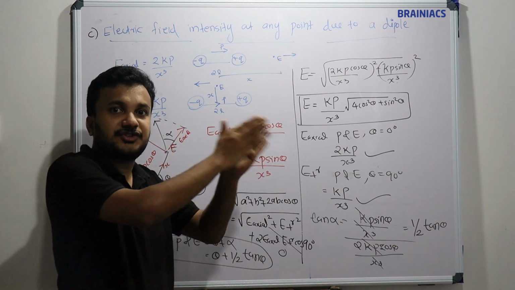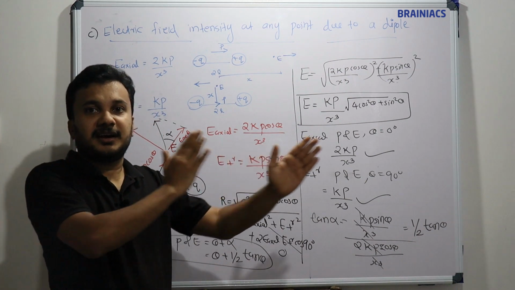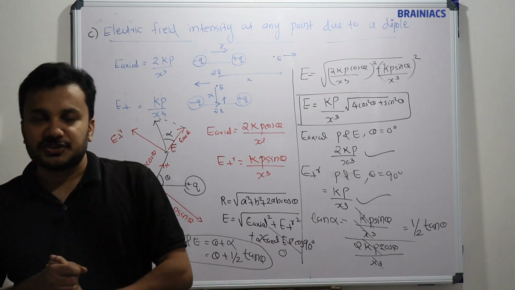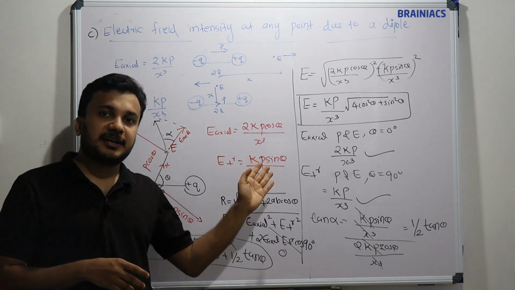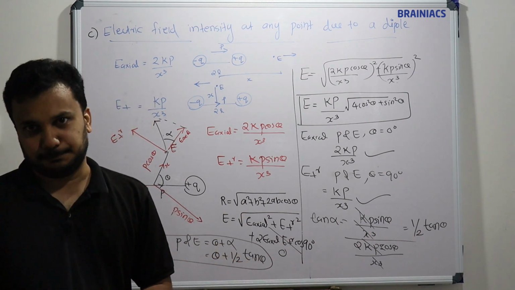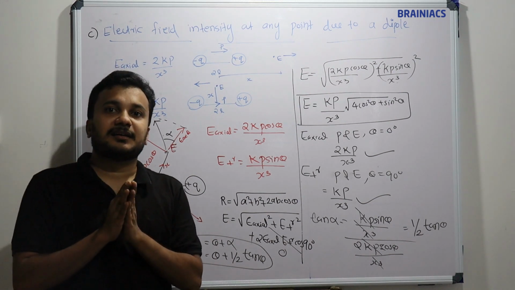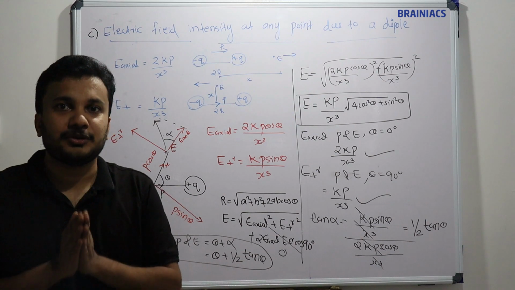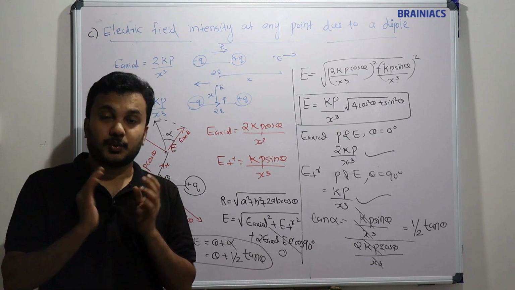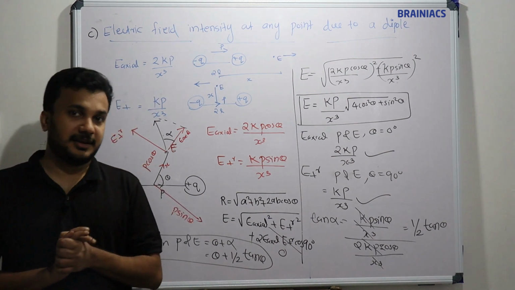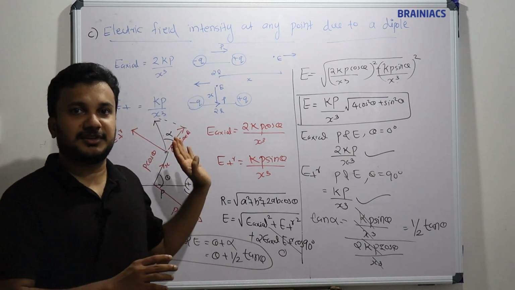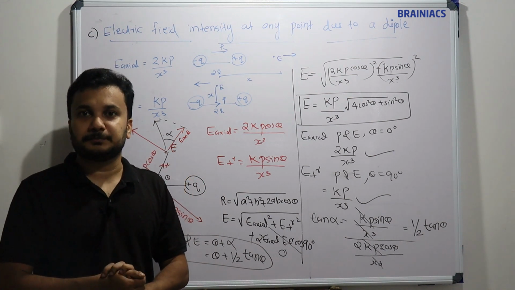P and E are in the same direction in the axial position. P and E are in opposite directions in the equatorial or perpendicular bisector position, one going like this, another going like this. And in the case of any point, the general formula is theta plus 1 by 2 into tan theta. This is the main point we discussed in these 3 areas. Remember these 3 areas, it's quite important. A lot of questions have already come from this area, so you can expect some more, some tricky kinds of questions also, from this area. So understand the concepts. Okay, thank you.